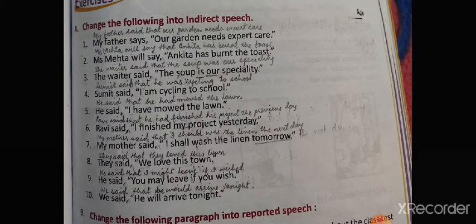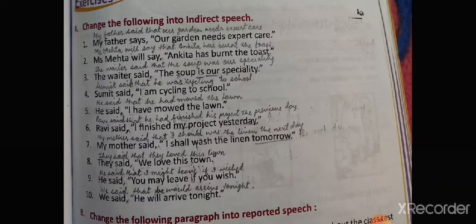Sumit said, I am cycling to school. Sumit said that he was cycling to school. He said, I have mowed the lawn. So he said that he had mowed the lawn. Ravi said, I finished my project yesterday. So Ravi said that he had finished his project the previous day. Here yesterday becomes the previous day.